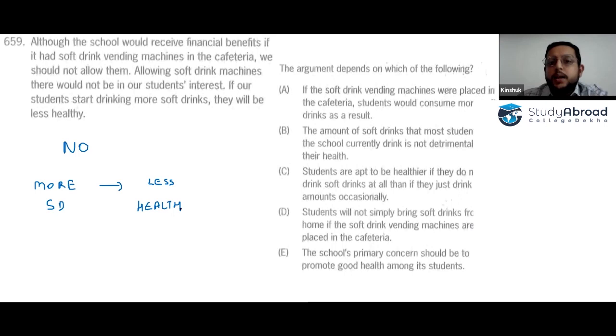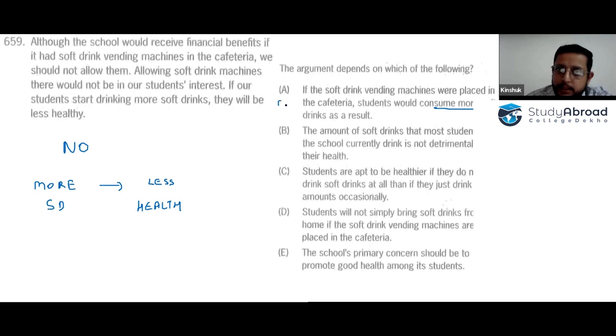Now what is our task? Our task is to read the answer choices and find out which of the answer choices is going to make our argument work. Now if I look at answer choice A, it says, if soft drink vending machines were placed in the cafeteria, students would consume more soft drinks as a result, right? So the author said that more soft drink is going to lead to less health. That was his support for saying that the machine should not be allowed, right? And this gives us another thing, that if they are placed, students are going to consume more soft drink because of this. So more soft drink will lead to less health. That point comes through, right?